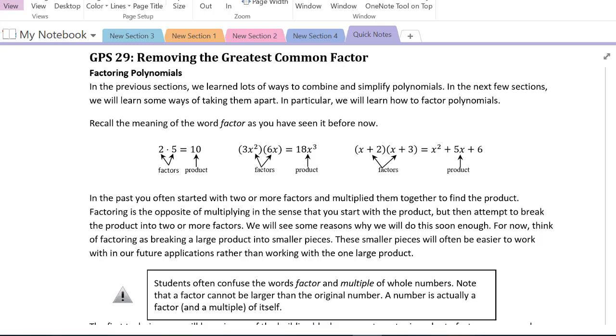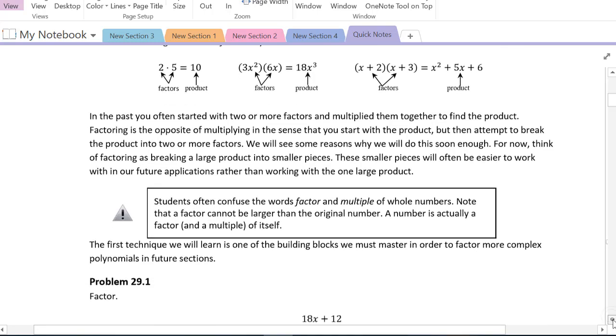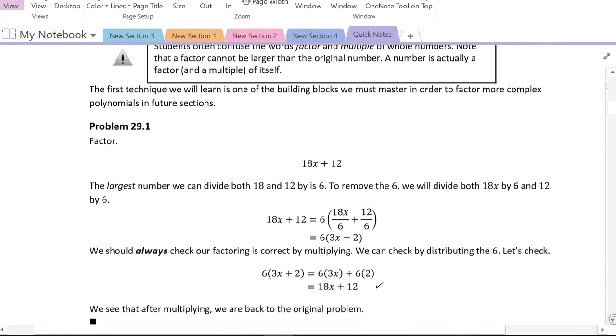Hello, class. So today we'll be looking at GPS 29, removing the greatest common factor. Right? So let's just go straight to an example and we'll see how it works.